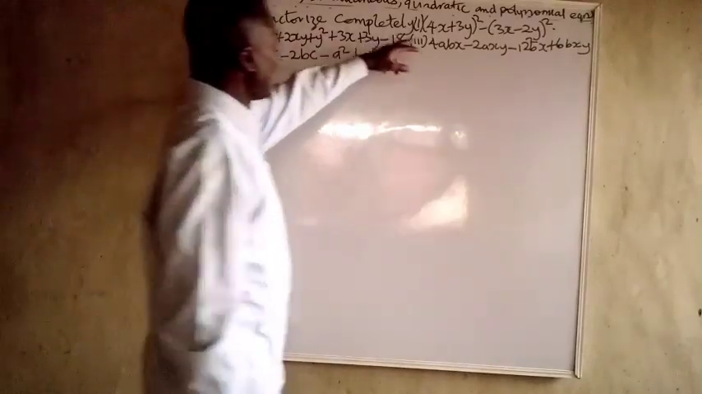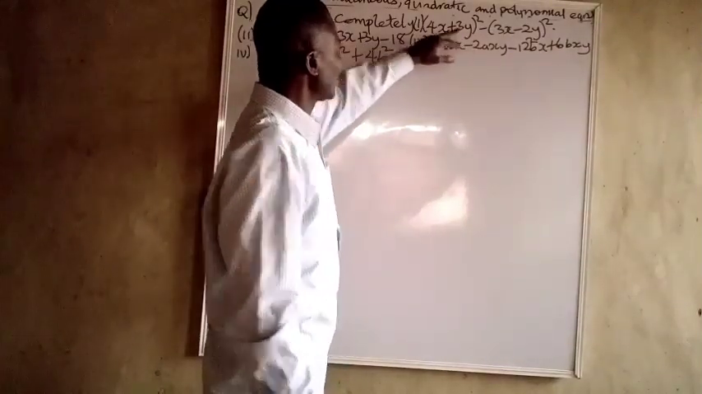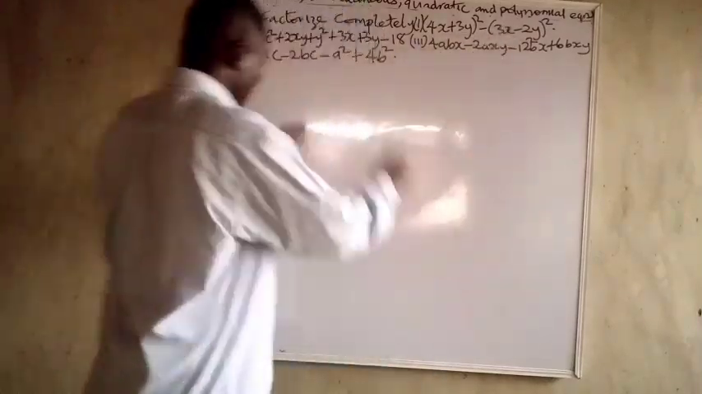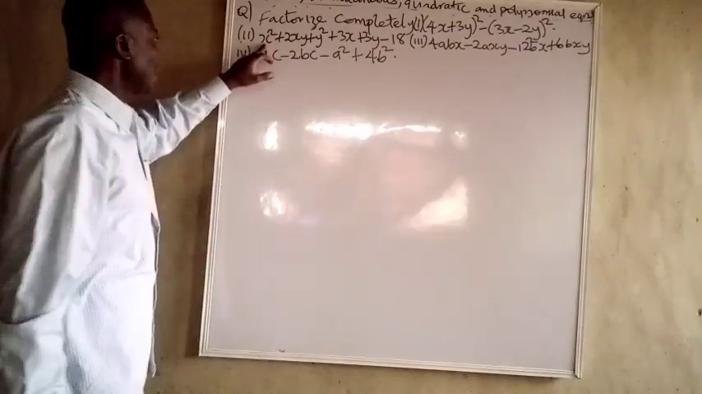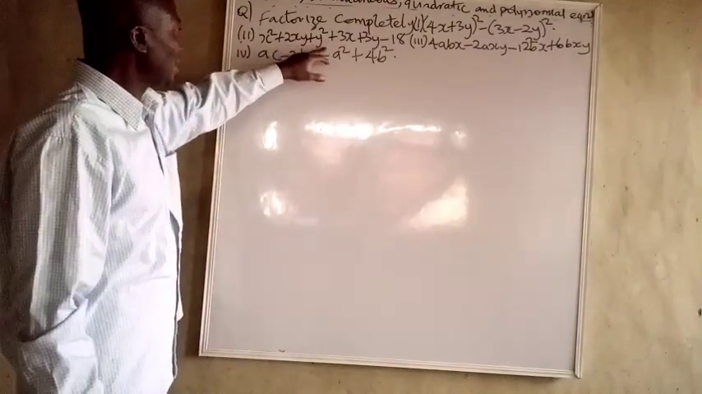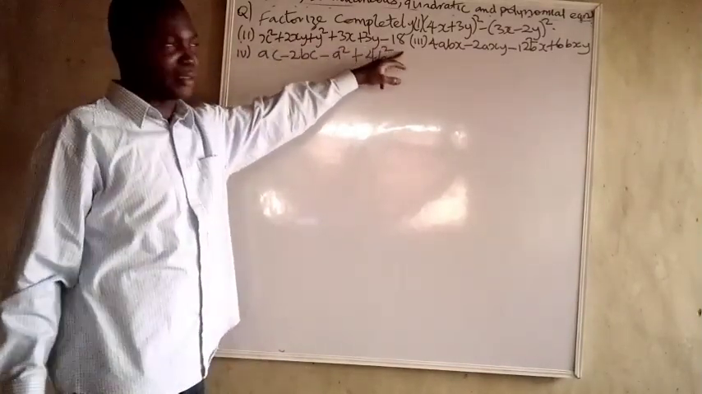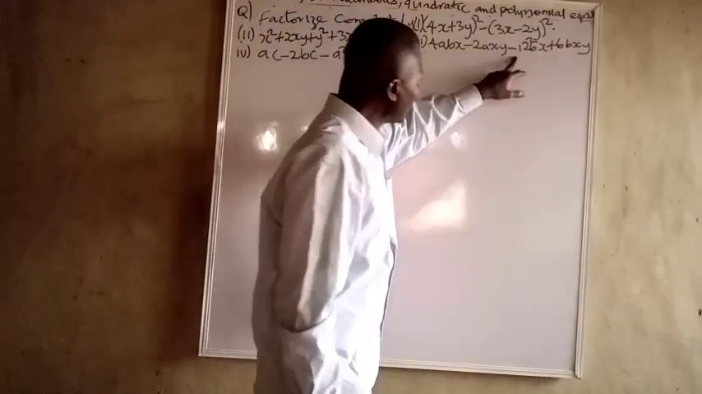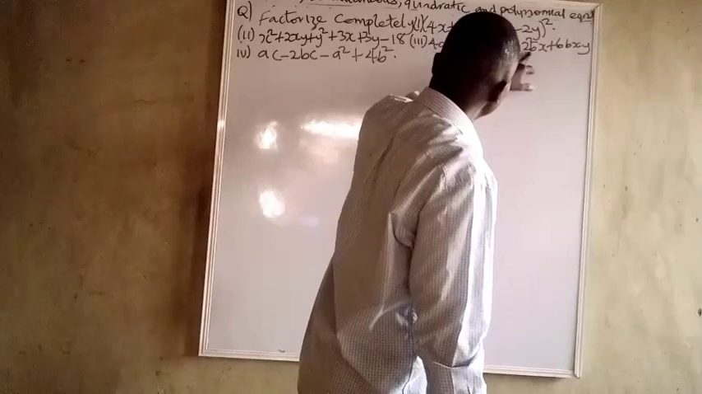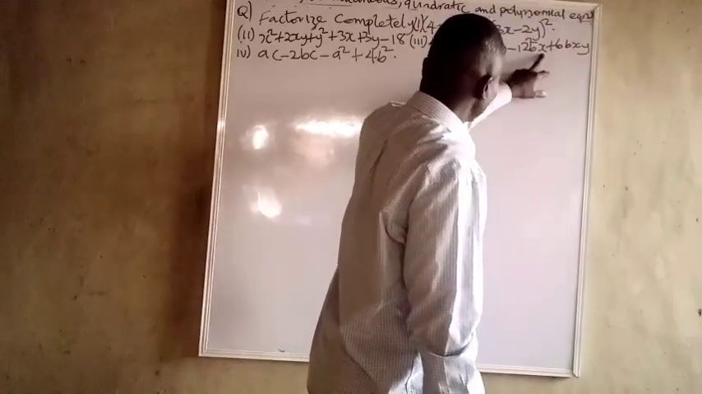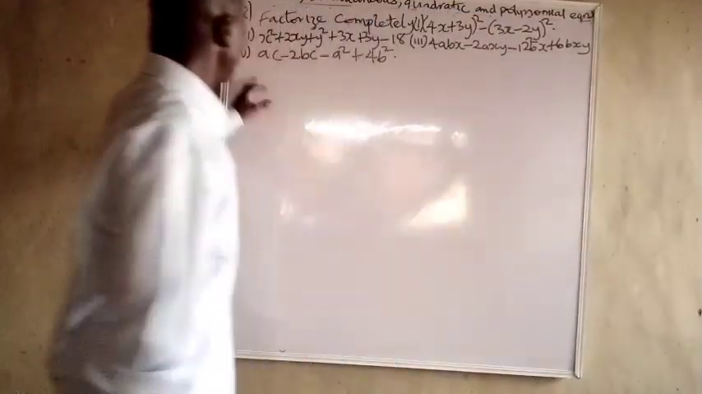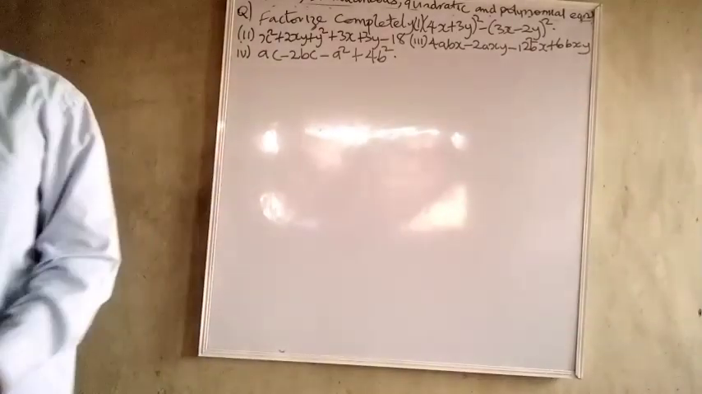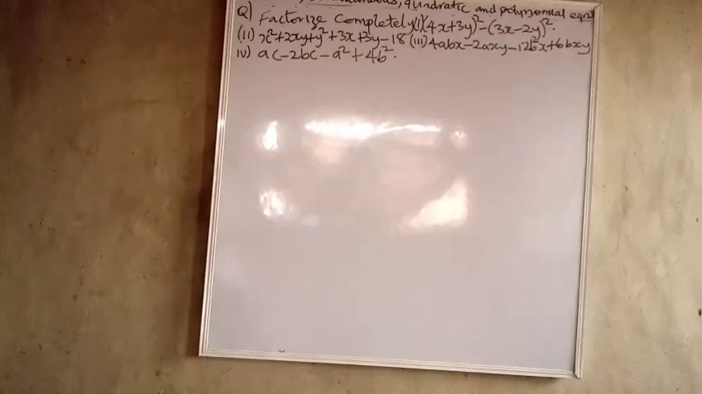Factorize completely. 1: 4x plus 3y, all squared, minus 3x minus 2y, all squared. 2: x squared plus 2xy plus y squared plus 3x plus 3y minus 18. Third one is 4abx minus 2axy minus 12b squared x plus 6bxy. And the fourth one is ac minus 2bc minus a squared plus 4b squared. Now let's take them one by one.